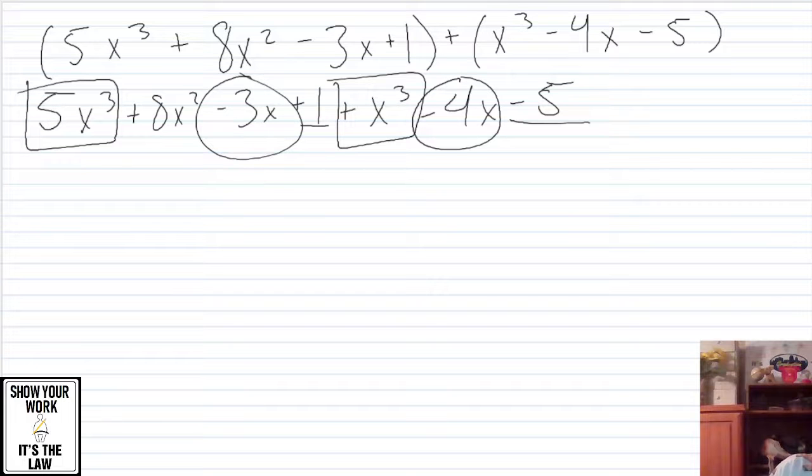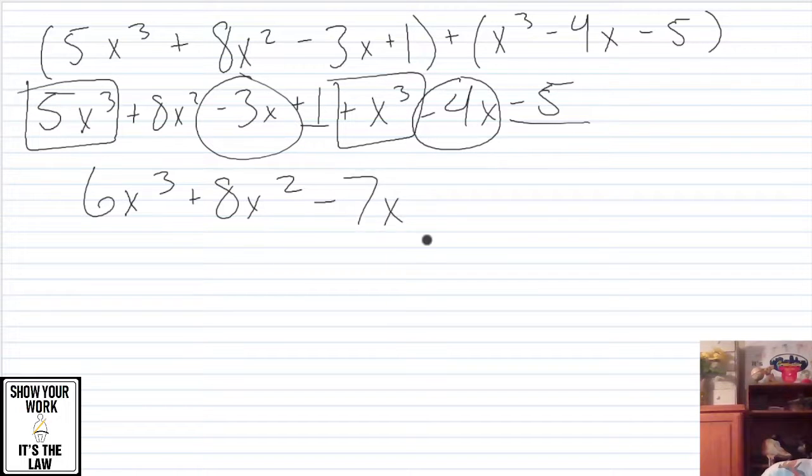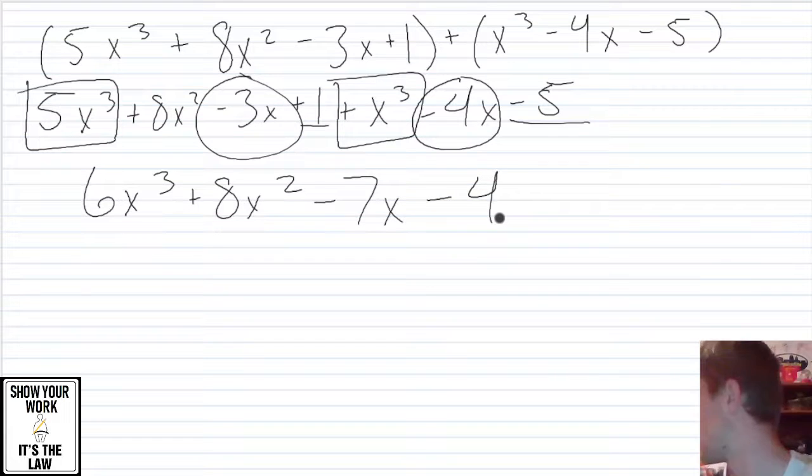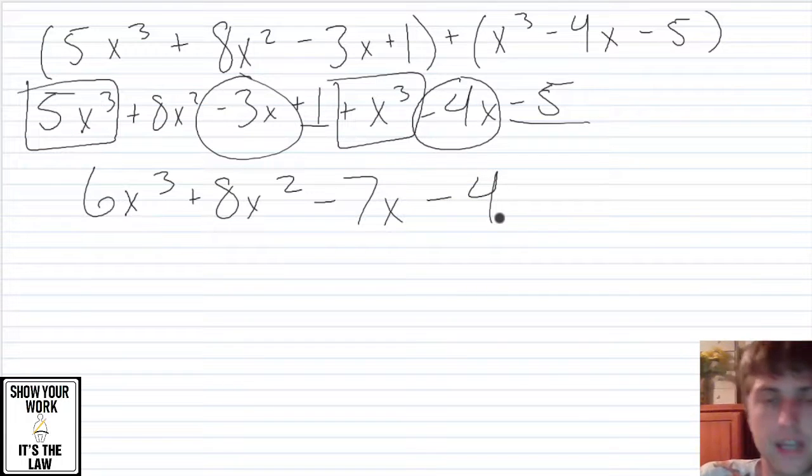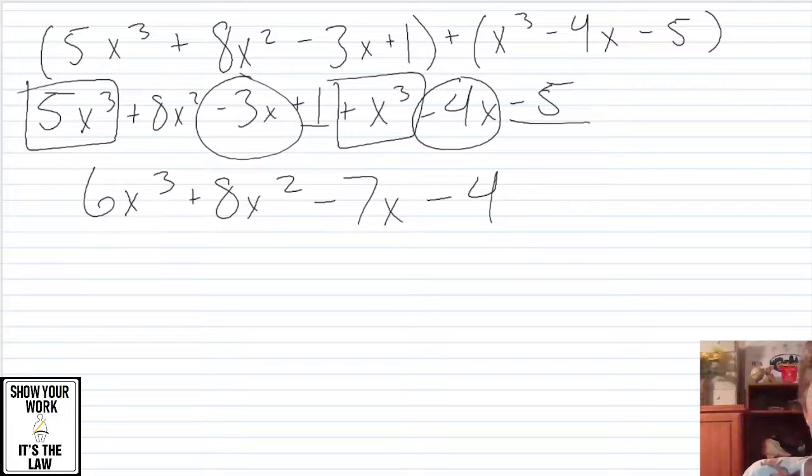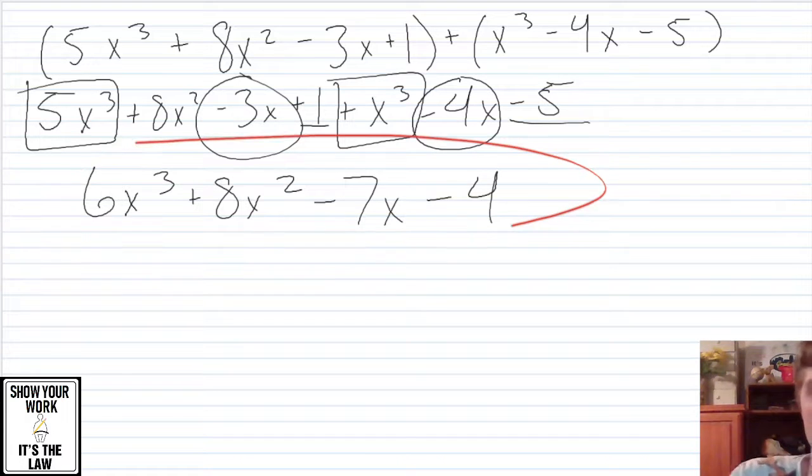So we got 5x cubed plus x cubed. And remember, when we're adding and subtracting, we just look at the coefficient. So that's 5 plus 1. It gives us 6x cubed. There's nothing to add to the 8x squared, so we keep it. Negative 3x minus 4x is negative 7x. And then 1 minus 5 is negative 4. And there we have a polynomial that we cannot reduce anymore. So that's all we have to do to combine these two polynomials.